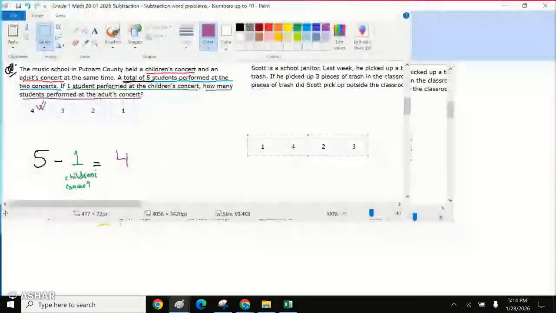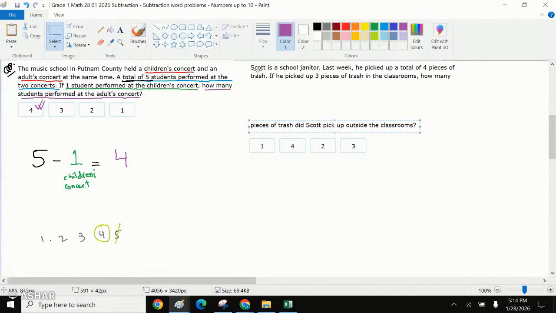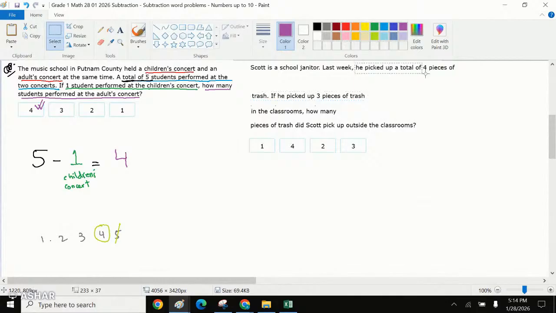If he is the janitor, he needs to pick up the trash from the classrooms. Just a moment, I'll realign this. Okay. So question number 9 says, Scott is a school janitor, right? And he cleans up the classes.